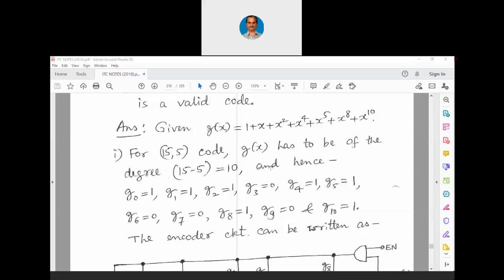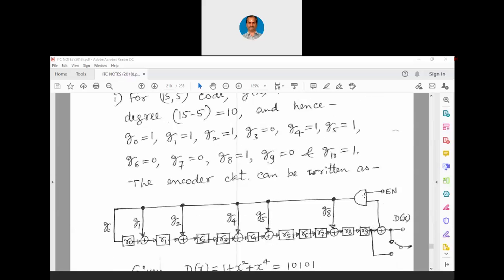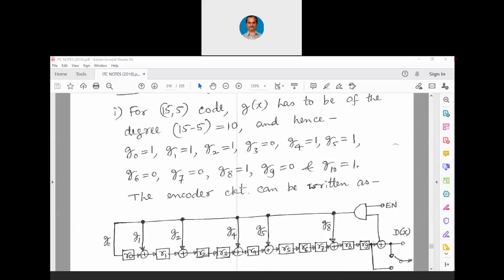So now accordingly, using all these coefficients g0 till g10, we can write the diagram in this manner. You can see the diagram now. This is the circuit diagram of the encoder, where we have an enable signal here, then we have a data vector coming here, we have a switch here, single pole, double throw switch.